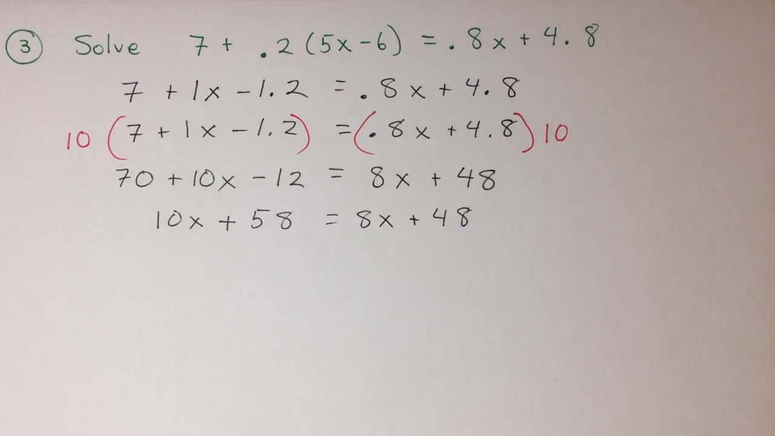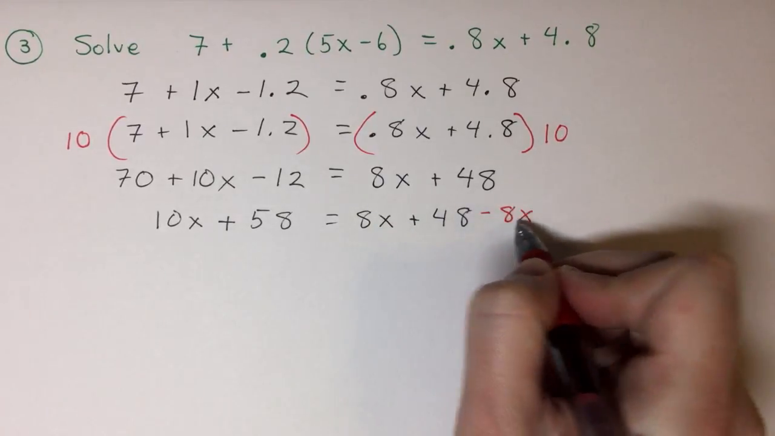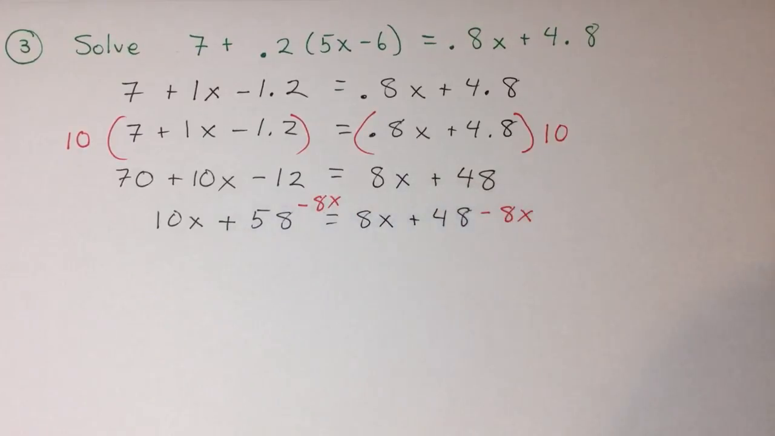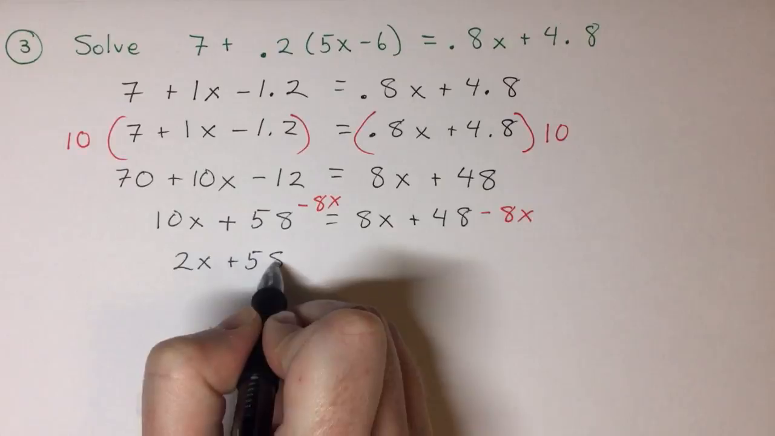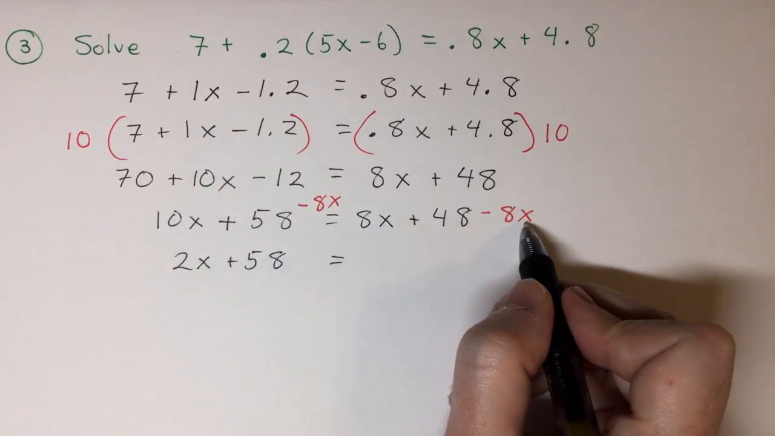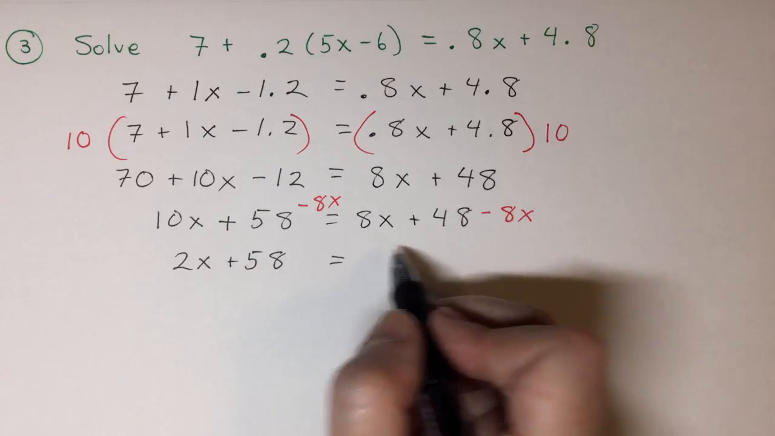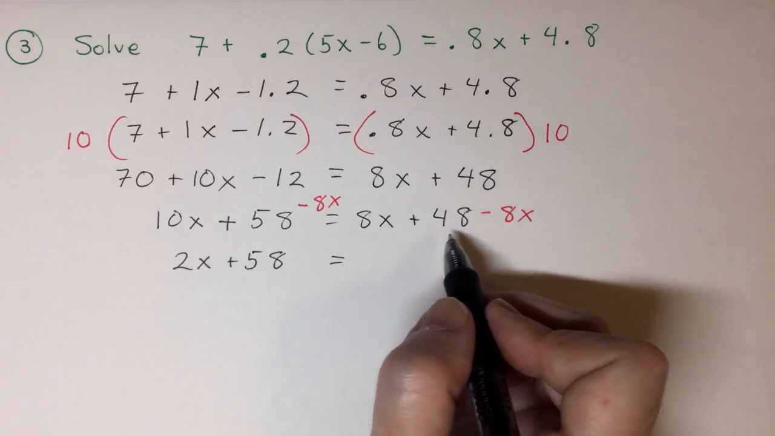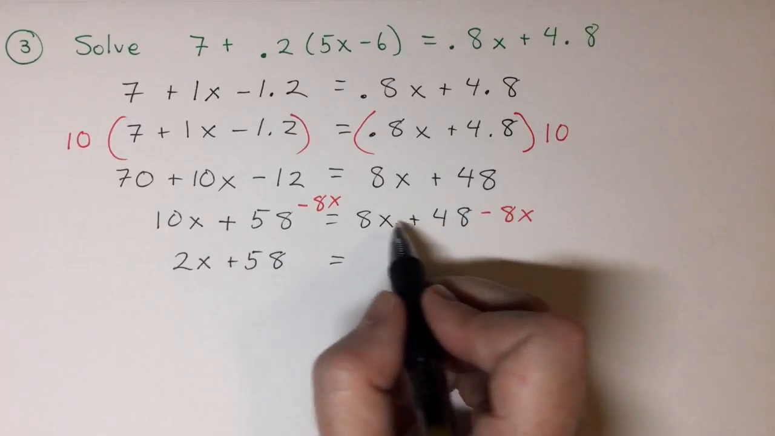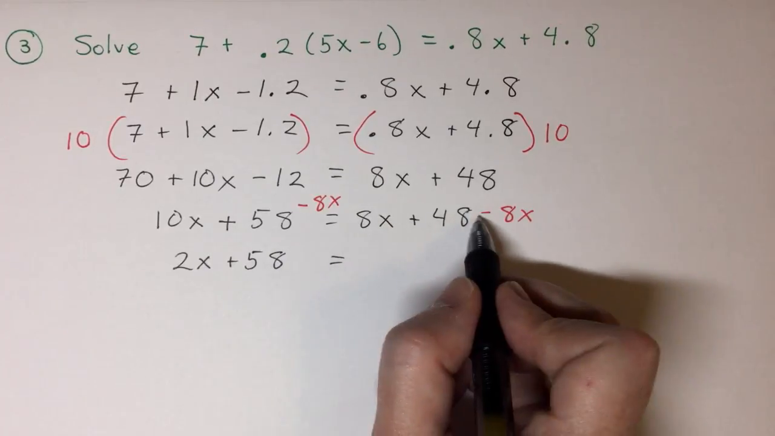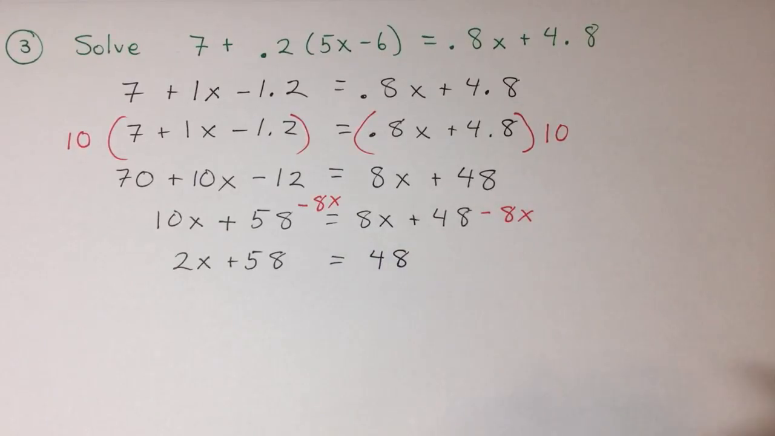I've got variables on both sides. I'll subtract 8x from both sides, giving me 2x plus 58. 8x minus 8x is 0. Double check that, because it's easy to make a careless error there with signs and then not see that you had 8x plus 8x, which would be 16x, for instance. So do always look. 8 minus 8 is 0, is 48.